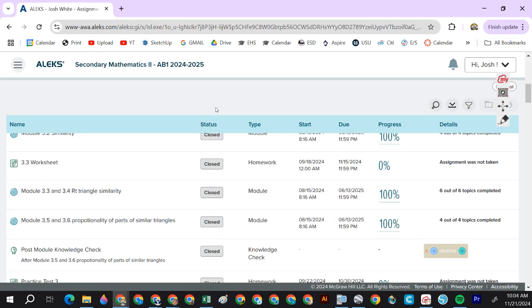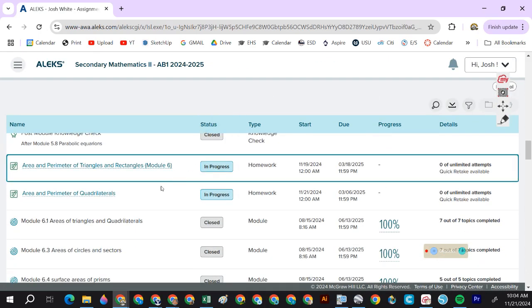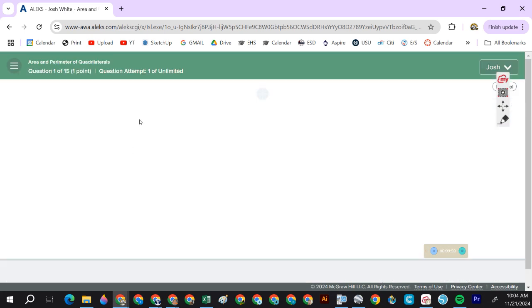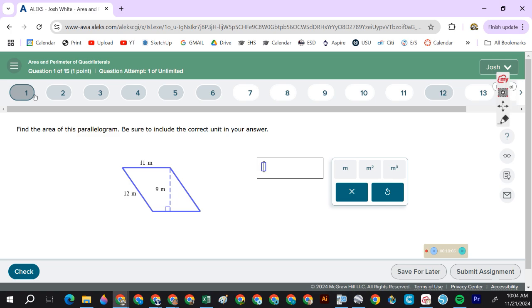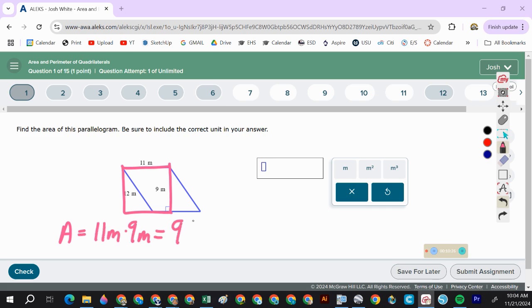So the assignment is called Area and Perimeter of Quadrilaterals. And we'll start off with a parallelogram. So the area of the parallelogram is going to be base times height, because that rectangle right there is equal in size to the parallelogram. So the area is equal to 11 meters times 9 meters, which is 99 meters squared. All right?